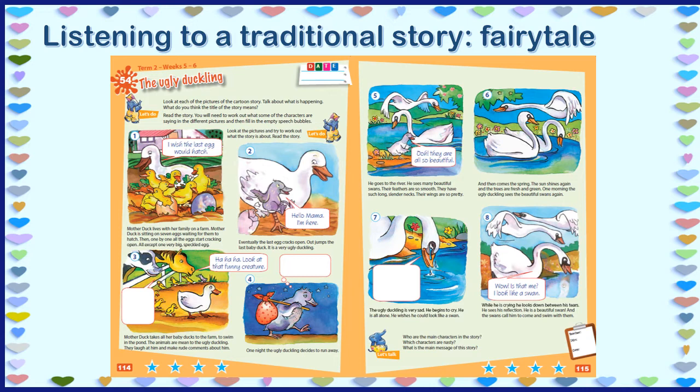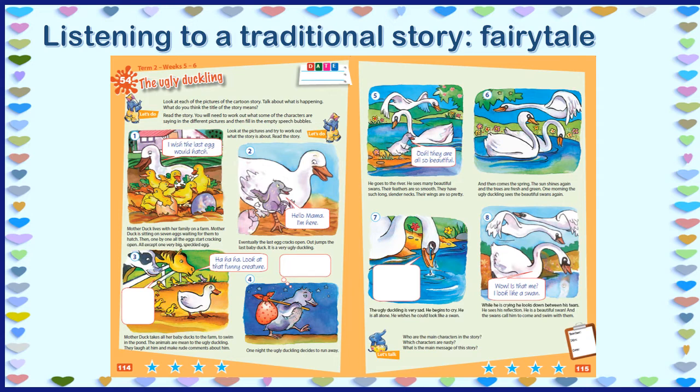The animals are mean to the ugly duckling. They laugh at him and make rude comments about him. Ha ha ha, look at that funny creature. Look at that horse saying that. Okay, one night the ugly duckling decides to run away. He goes to the river. He sees many beautiful swans. Their feathers are so smooth. They have such big, long, slender necks. Their wings are so pretty. Ooh, they are all so beautiful.